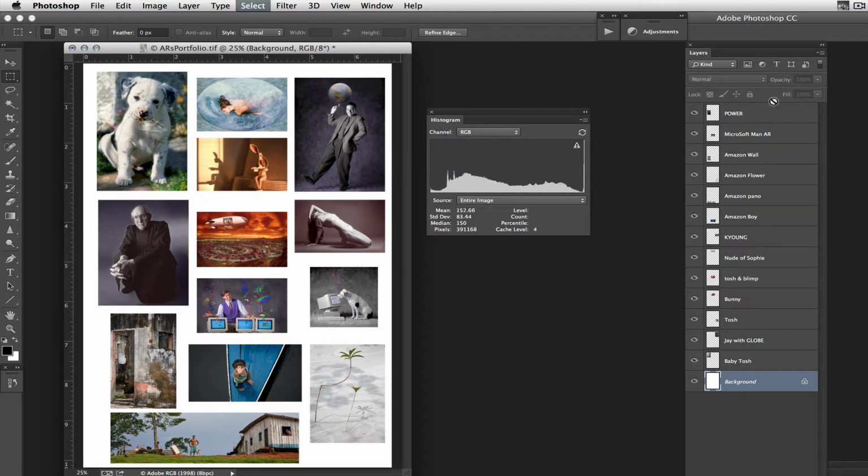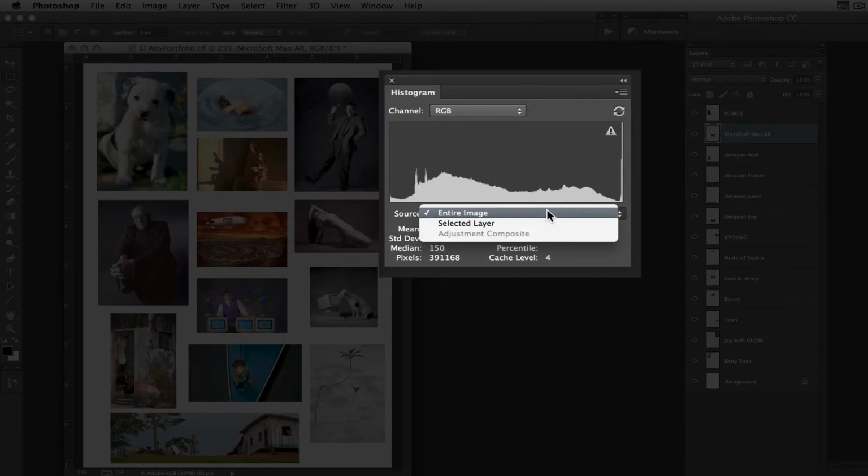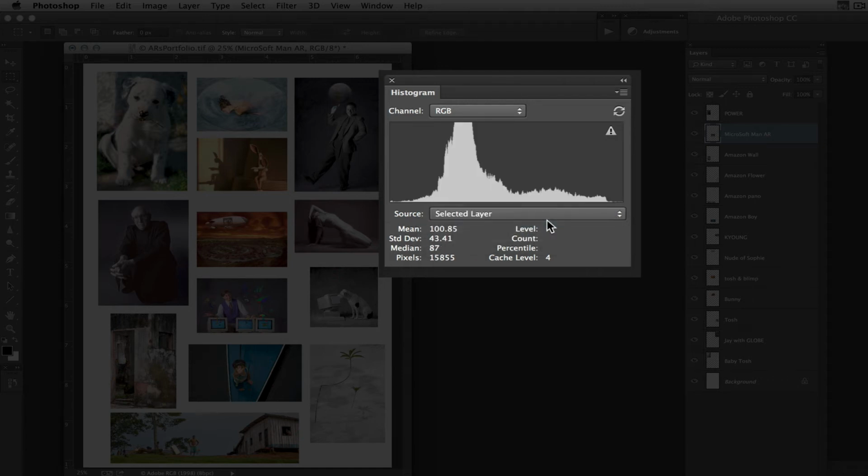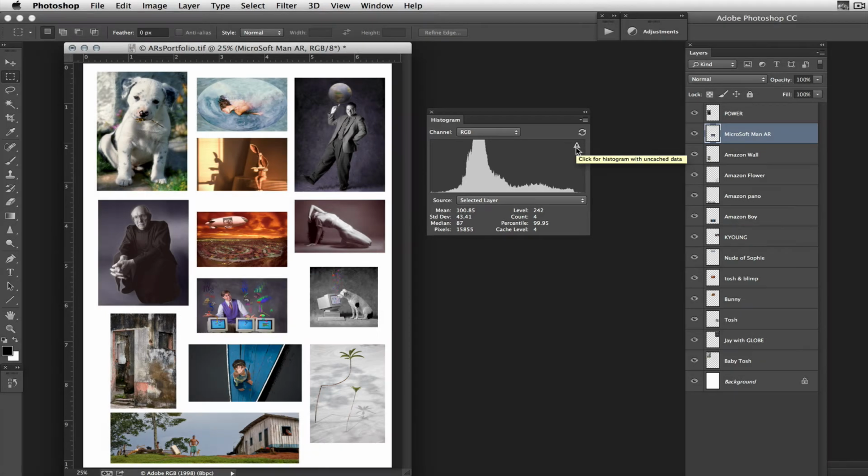Again, if I deselect, come up here and pick, say, this particular layer, I have the option on source to now go from entire image to selected layer, and it shows me the histogram of just that layer. And once again, you can see if I want the most accurate preview of what that data represents, I can simply click here. Not a tremendous difference, as you can see.